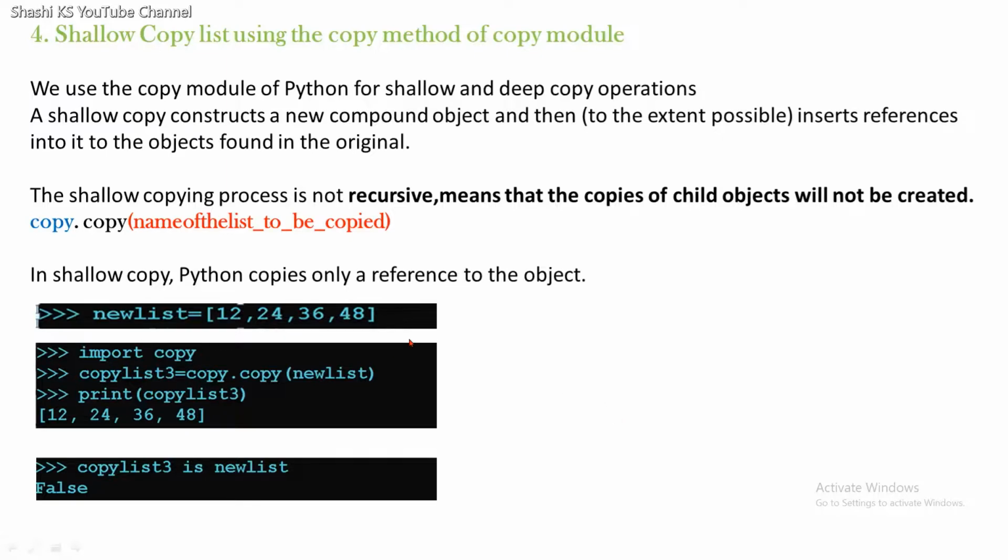Here you can see that I have a new list which contains 12, 24, 36 and 48. Since I'm using the copy method of the copy module in Python, I have to import it by saying import copy. Then I say copy.copy of new list, and I print copy list 3, which contains 12, 24, 36 and 48. You check whether copy list 3 and new list are referring to the same object. Here it is not. So in list cloning, both of them are not referring to the same object, even though they contain the same values. So it returns false.